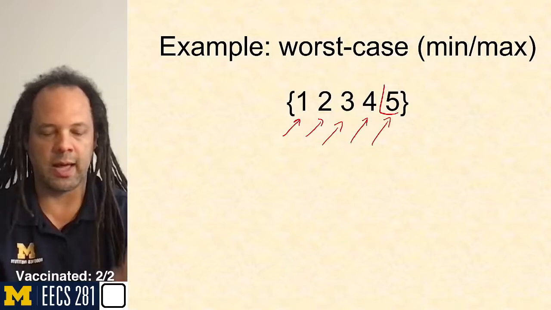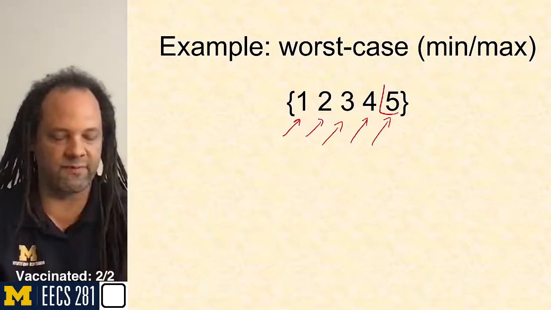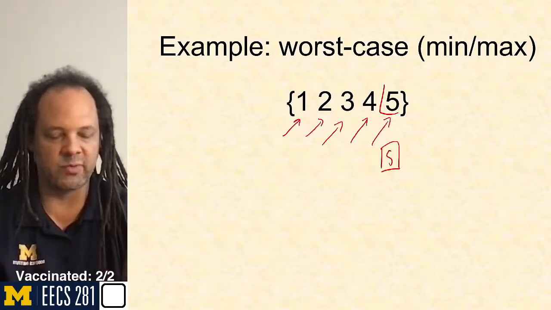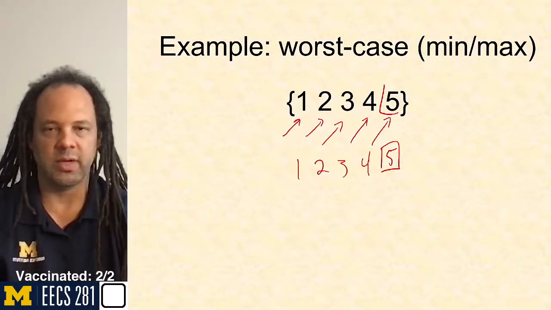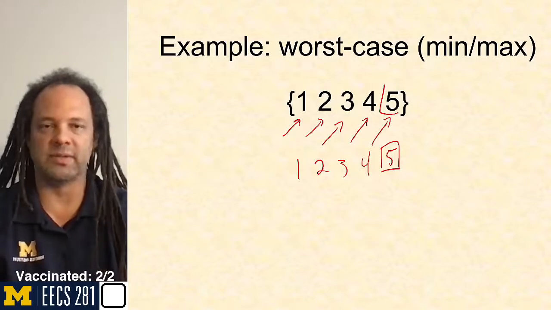Here we are. Let's swap 5 with 5. And now I know that 5 is where it belongs, and I still have to work on 1, 2, 3, and 4. So I did 4 comparisons there.